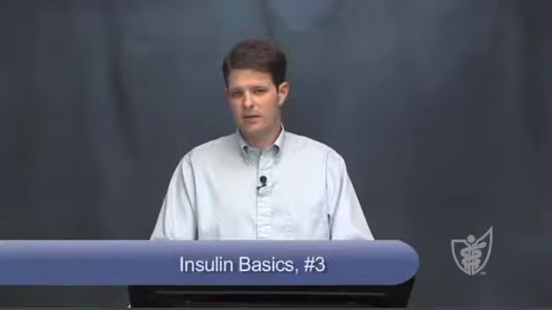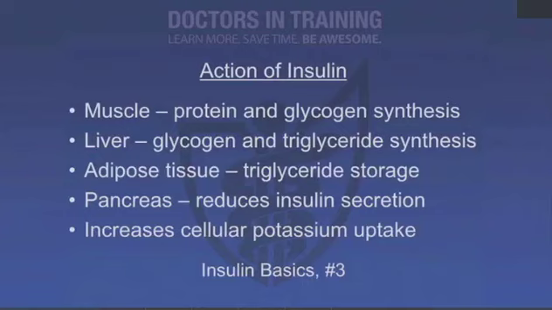Let's talk about the actions of insulin. What does it do? For our purposes, the main function of insulin, the main purpose of insulin is to allow glucose to come out of the bloodstream and get into the cells where it can be used. But it also has a lot of other actions in other tissues. In muscle cells, insulin stimulates protein synthesis and glycogen synthesis. In liver cells, insulin stimulates glycogen formation and increases triglyceride synthesis. In adipose tissue, insulin triggers triglyceride storage.